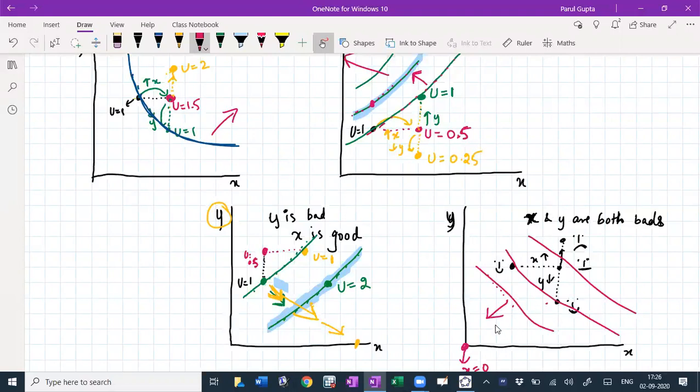From the diagram, if you point this arrow like this, it is understood that you mean that x and y are both bads. And when the arrow is in this direction, it means that x and y are both goods. That means you want to increase both x and y like this, and in this case you want to decrease both x and y. Is that fine? Okay.